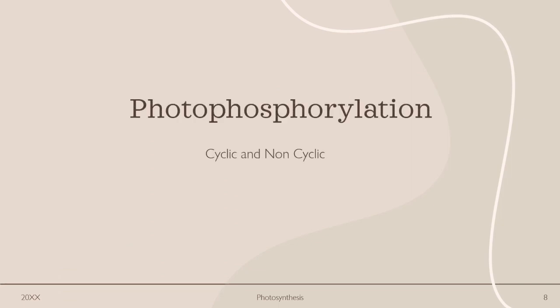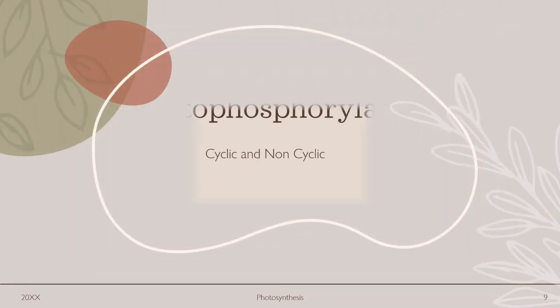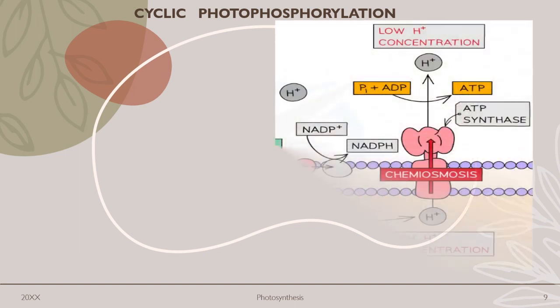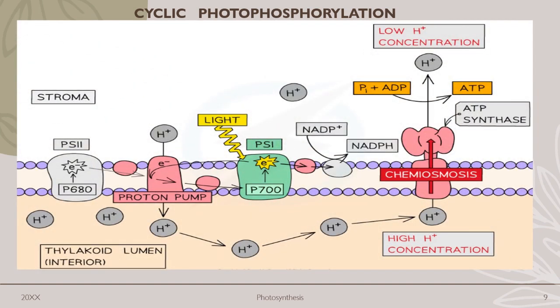Now we're going to learn about cyclic and non-cyclic photophosphorylation. I told you that there are two types. The first one is cyclic photophosphorylation. Now, what happens in cyclic photophosphorylation? Let's analyze the diagram first. You can see there are two diagrams here. Photosystem.